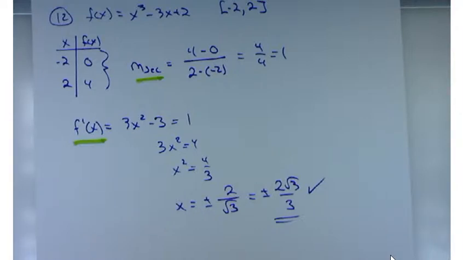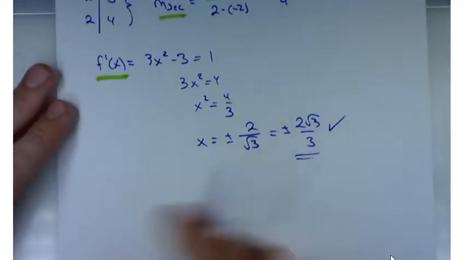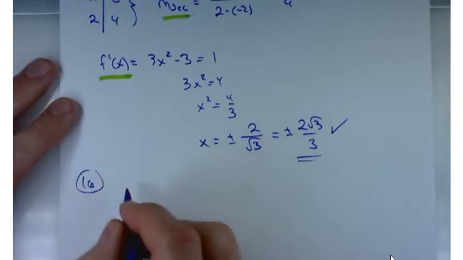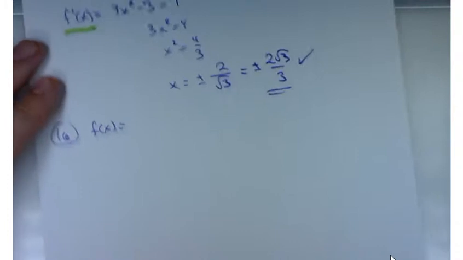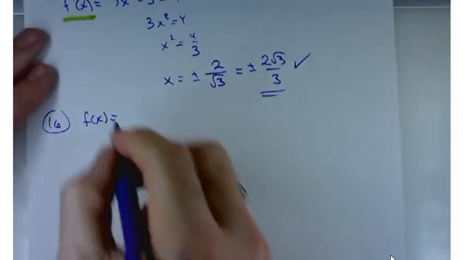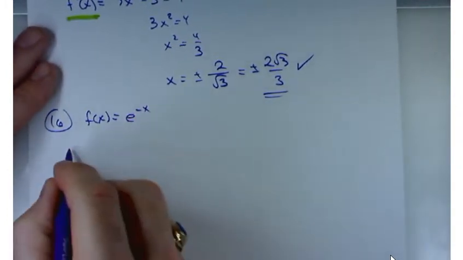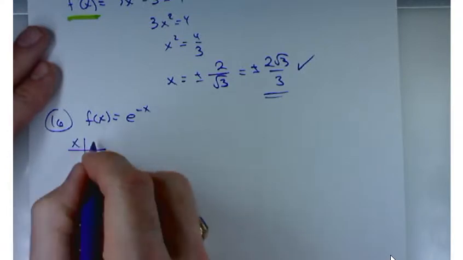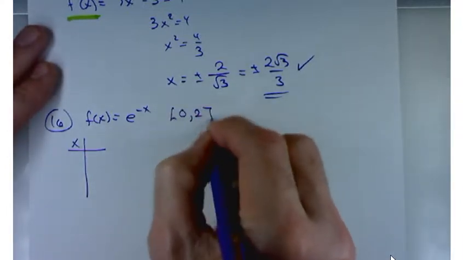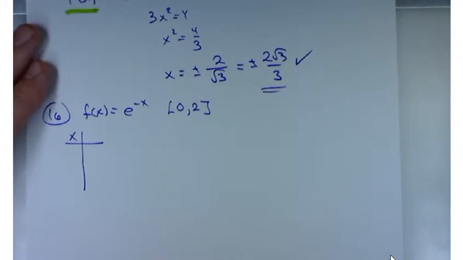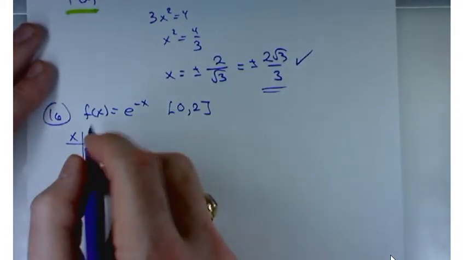All right, let's try a different one. Problem number 16. F of x is e to the negative x, and we're going to work on the interval 0 to 2, which I think is what I said for the last one, but this time I really mean it.